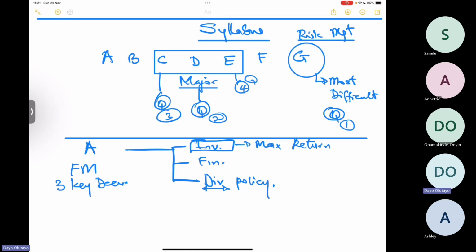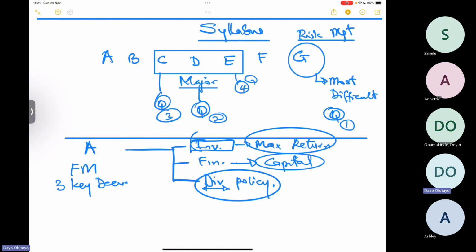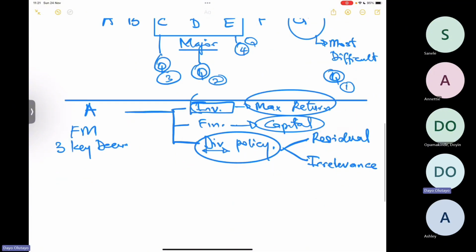And to get that investment done, you need capital. Where do you get the capital from? It's from financing. So you source for capital, you make the investment and you maximize return. When the return comes, you need to decide, how do you share that return? There are two policies you can use. There's a residual policy, and the other one is irrelevance sharing. I need to show you how the three decisions are linked together.